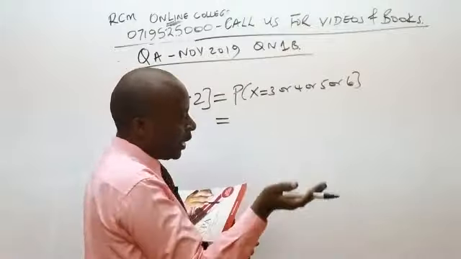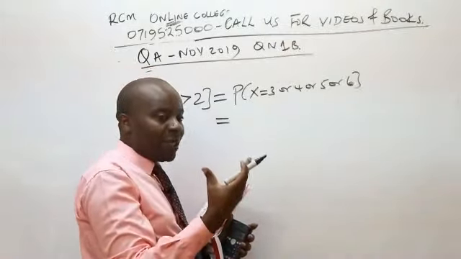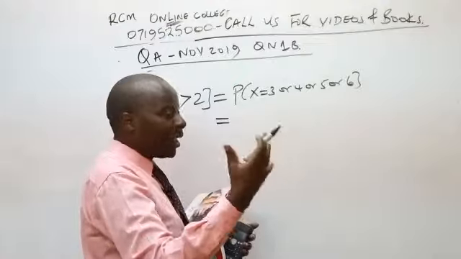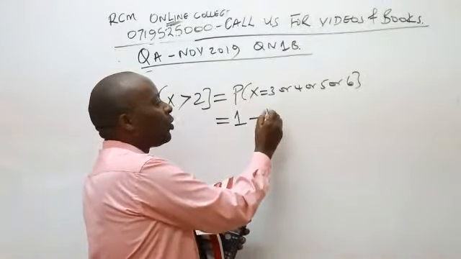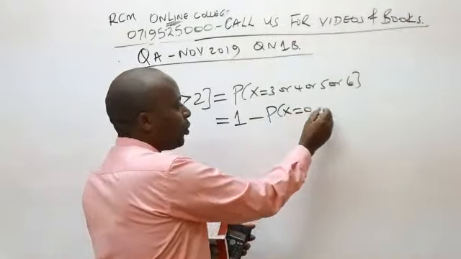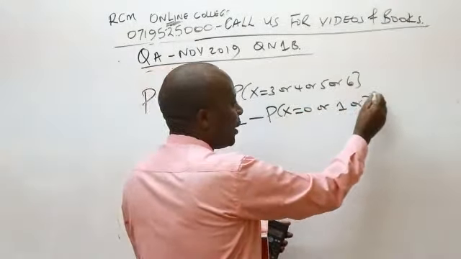This could be too many at times. It's important for you to understand that complementary means to complete. So events to complete, it will be 1 minus the missing events, which basically will be the probability of x being equal to 0 or 1 or 2.